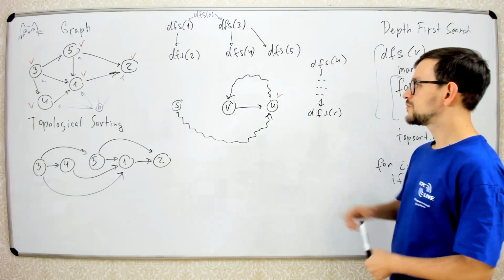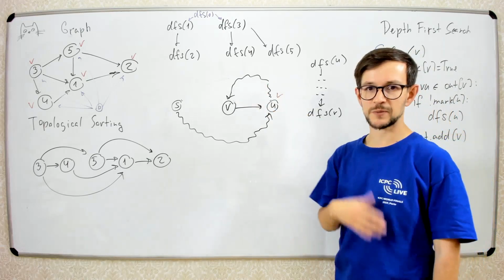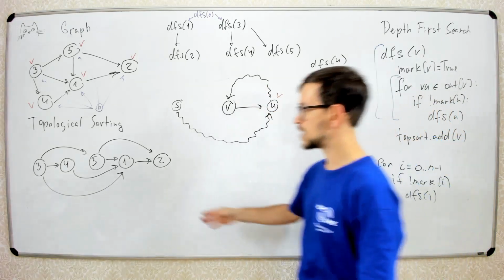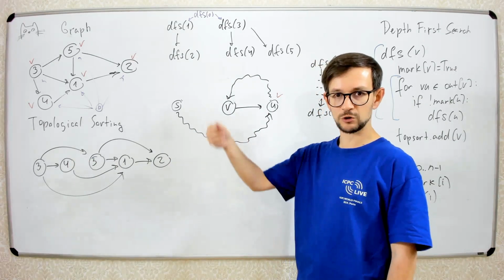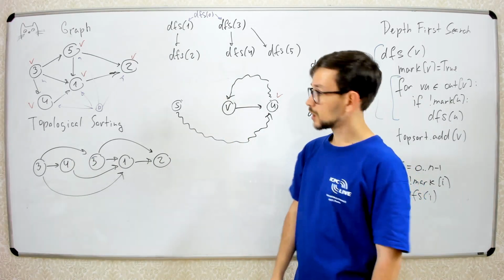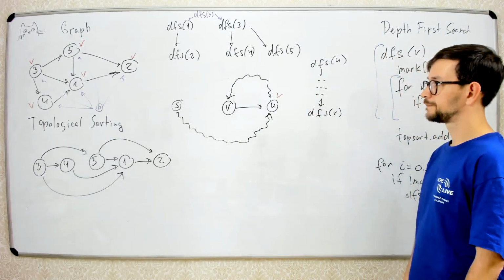This is the proof. So if you have a cycle in your graph, you can't make a topological ordering, because if all edges go from left to right, you can't make a cycle. At some point, you need to go from right to left. That's all.